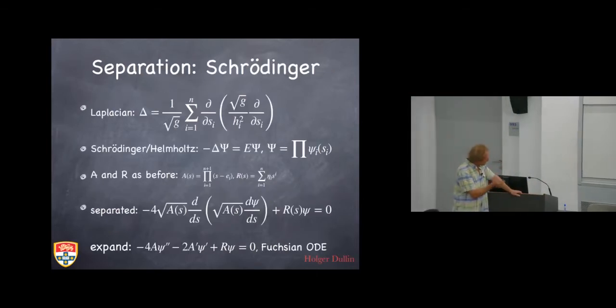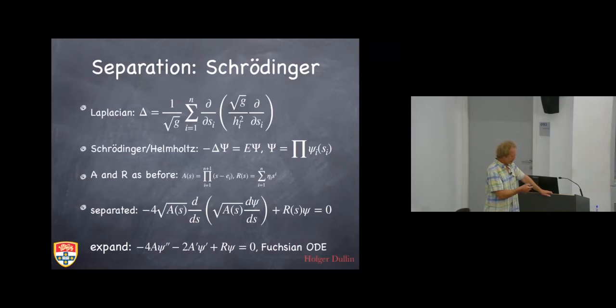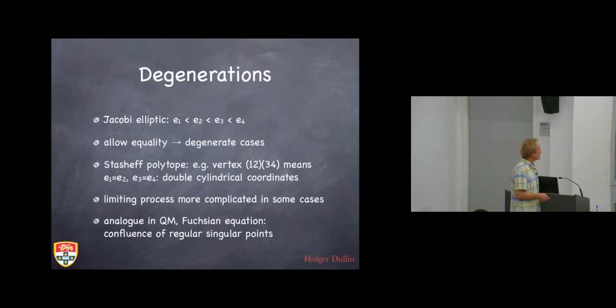Okay, I just want to mention that you can also separate Laplace-Beltrami equation in the same way. It leads to a Fuchsian ODE. And if I have time, I'll say a few words about those. So that's the story in the middle of the Stashev polytope.